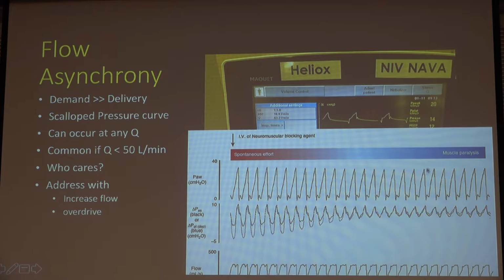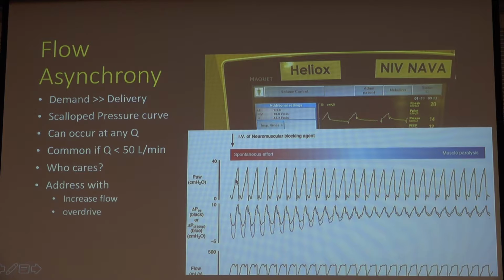Here we have a normal pressure curve with sort of a shark fin, but here what we see is that scalloped and actually inverted concave pattern. Again, evidence of flow asynchrony in these animals, and that flow asynchrony or patient effort results in injurious transpulmonary pressures and injurious distribution of lung volumes. So flow asynchrony is actually very dangerous to our patients, perhaps underappreciated for many years or decades, but something we really need to be thinking about.